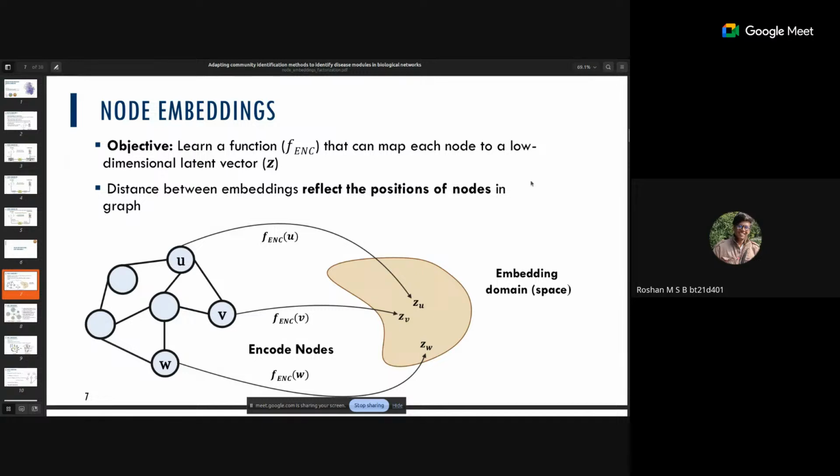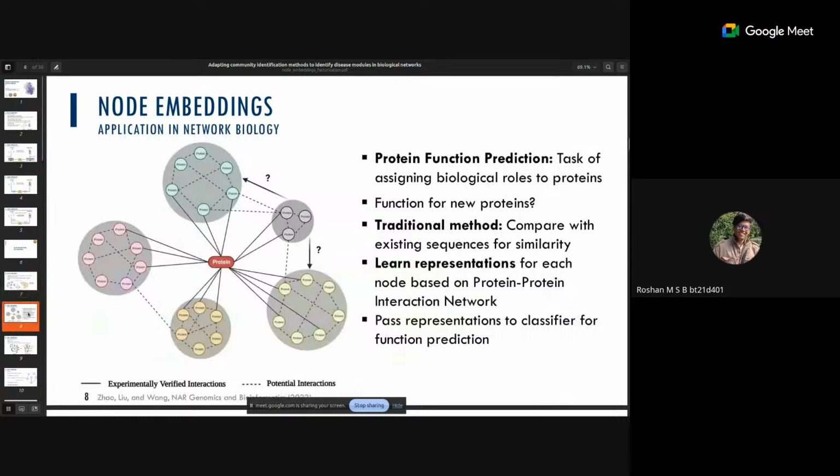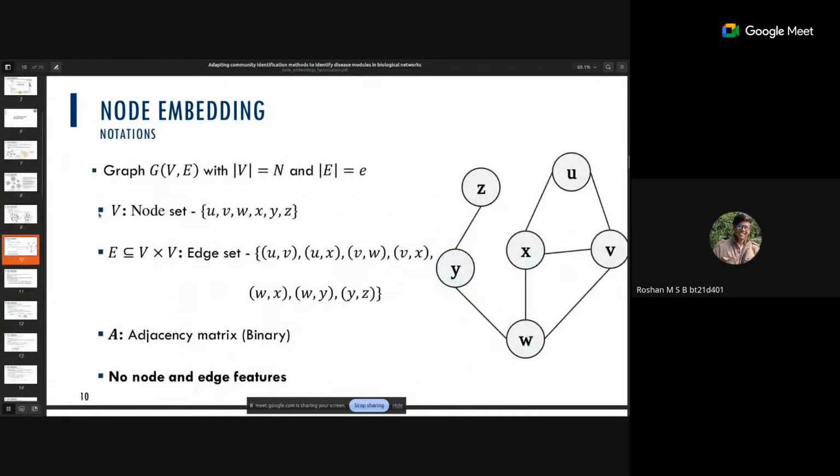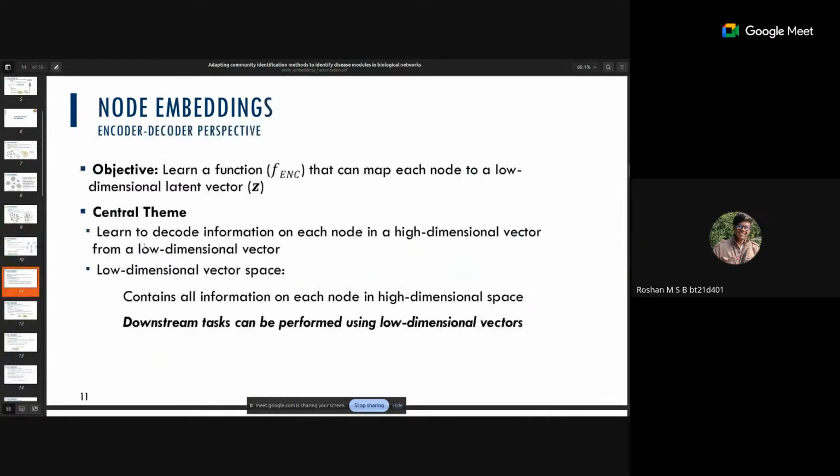Distance between embeddings reflects the positions of nodes in the graph. If two nodes are far apart in the graph, the embedding vectors will also be far apart. Application-wise, it can be used for any network in biology, like PPI, gene regulatory networks, and so on. Okay, so these are some mathematical notations.